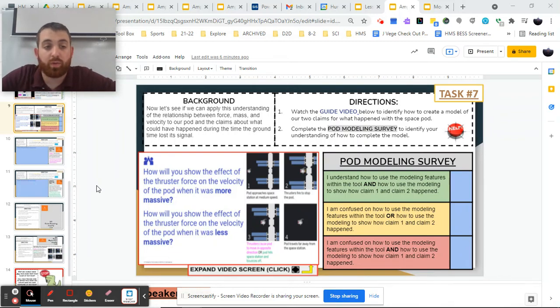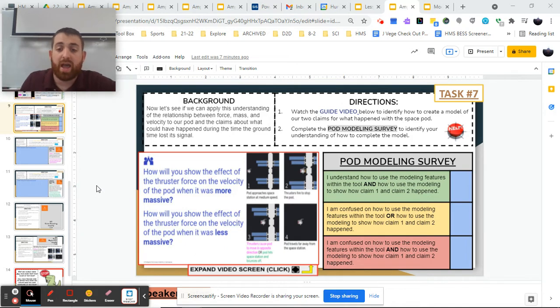And now that we've really looked at this relationship between force, mass, and velocity, we're going to use our knowledge of this relationship to explain what's going on with the pod and the two possible claims that we've used to explain why it's moving away from the station. To do this, we're going to be looking at modeling what's happening based on those two claims and using our modeling tool to do just that.